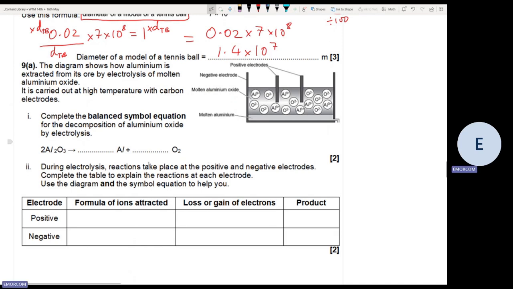Question 9 says, the diagram shows how aluminium is extracted from its ore by electrolysis of molten aluminium oxide. It is carried out at high temperature with carbon electrodes. So this is obviously a C6 type context, but electrolysis is a C3 bit of knowledge. So it says, complete the balanced symbol equation for the decomposition of aluminium oxide by electrolysis.